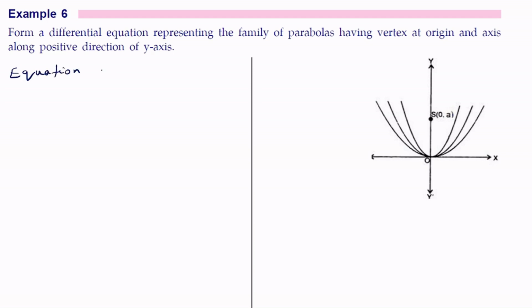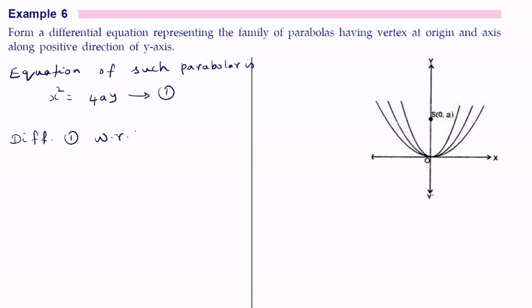The equation of such parabolas is x square equal to 4ay. Now here we can see that we have one parameter, so it is enough if we are able to eliminate this parameter from this equation and the first order derivative. So let us take this as 1. Now let us differentiate 1 with respect to x, so that we get 2x equal to 4a dy by dx.